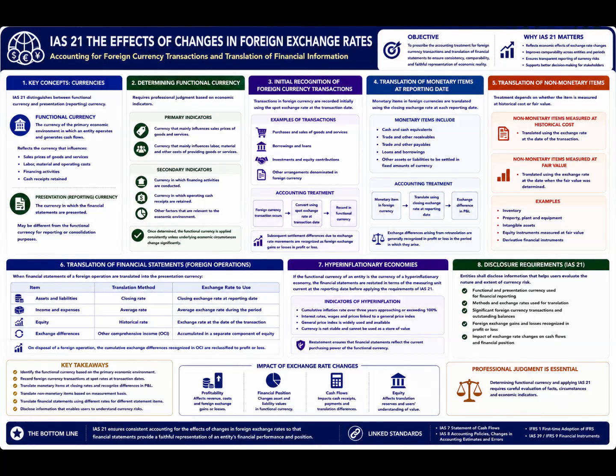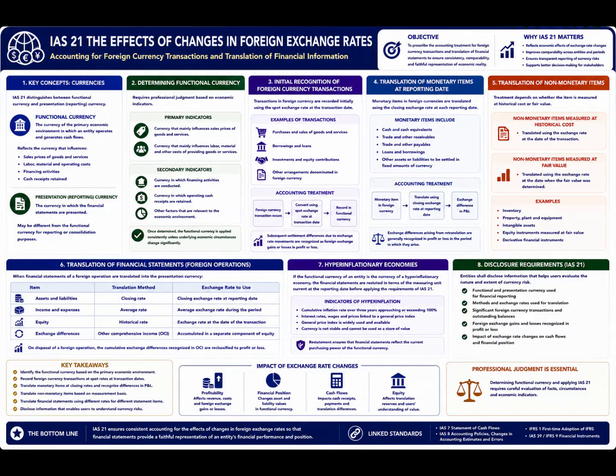A key concept under IAS 21 is the distinction between functional currency and presentation or reporting currency. Functional currency is the currency of the primary economic environment in which an entity operates and generates cash flows. It reflects the currency influencing sales prices, labor costs, operating expenses, financing activities, and cash retention. The reporting currency, however, is the currency in which financial statements are presented.